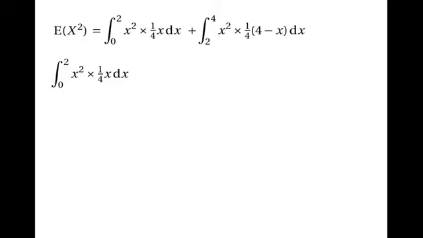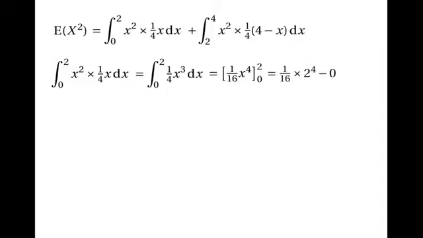Let's tackle the first one. Let's work out the integral of x squared times a quarter of x between 0 and 2. That's the same as the integral of a quarter of x cubed between 0 and 2, which is going to be a 16th of x to the power 4 evaluated between 0 and 2, which is a 16th times 2 to the power 4 take away 0, which turns out to be 1.